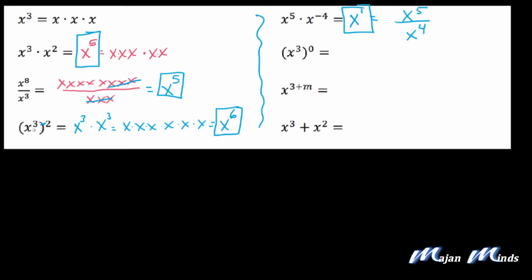Here you have a power to a power, so you multiply them, which will become x to the 0. But remember from our last video, don't leave it like that. x to the 0 is always equal to 1, or anything to the 0 power is always equal to 1.